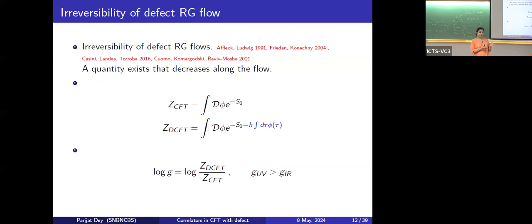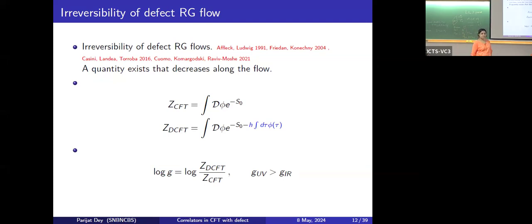So we can have a defect. You said H equal to 0. Yes, that is like a trivial defect. But H equal to 0 is not a trivial defect, right? It's a trivial perturbation on the defect, isn't it? That's what I mean. H is the defect coupling, and this phi is the defect operator.